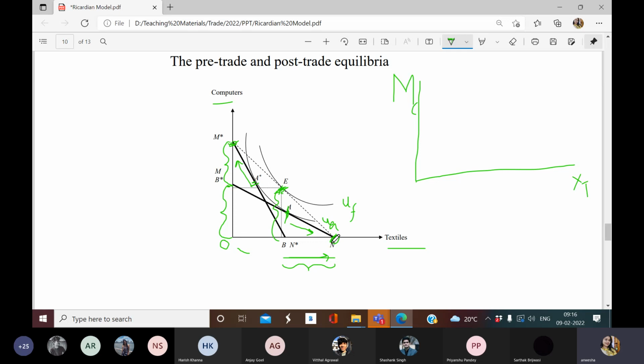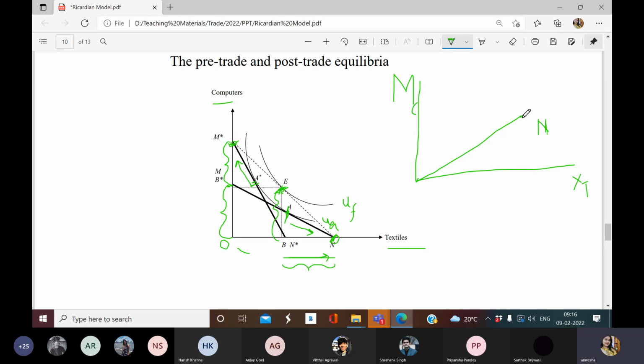Up to the point of complete specialization, it has shifted all the resources, devoting all the resources to the production of one good. So let's say for the home country, we are plotting the offer curve. On the horizontal axis is export of textile and on the vertical axis is import of computer. Corresponding to this straight-line PPF, your offer curve will have a linear segment up to this point N. This corresponds to the point of complete specialization.